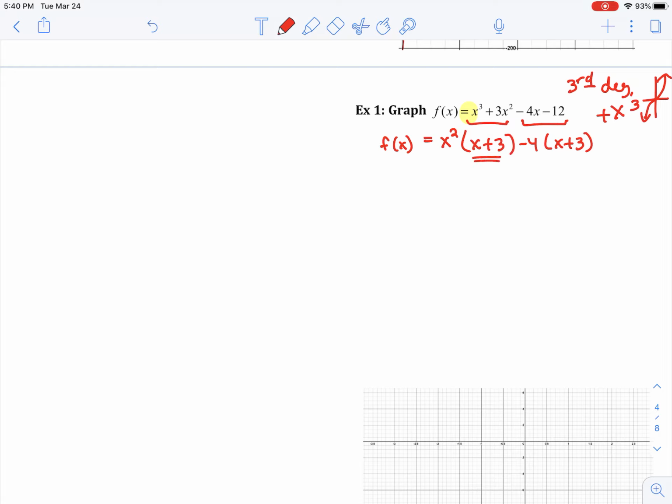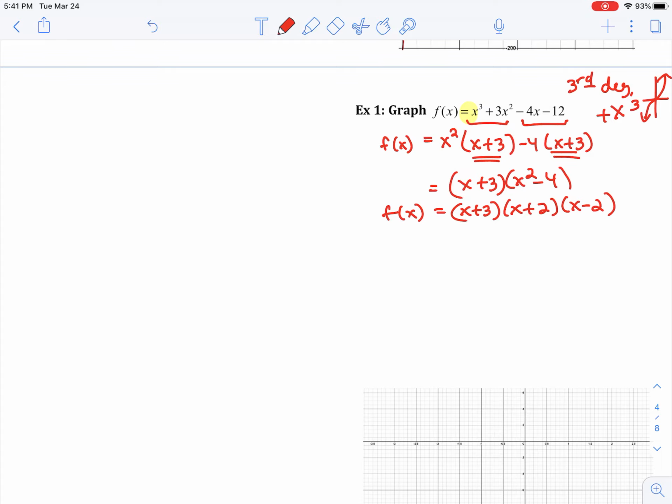Now here, we have a common factor of x plus 3 that we can pull out. We're left with an x squared minus 4. And then I'm still going to factor that down: x squared minus 4 becomes x plus 2 and x minus 2. So there's the same equation, it's just now in factored form.